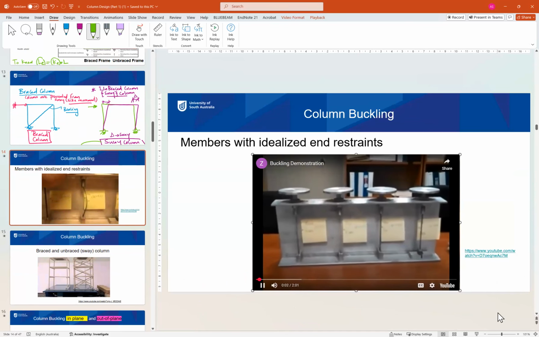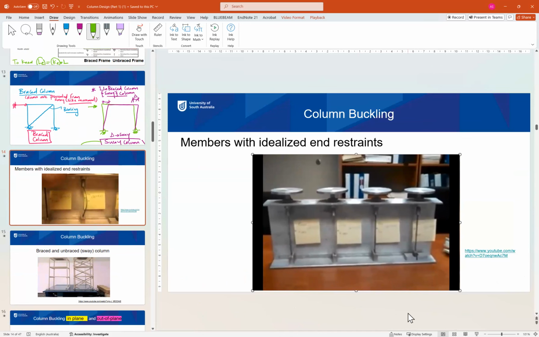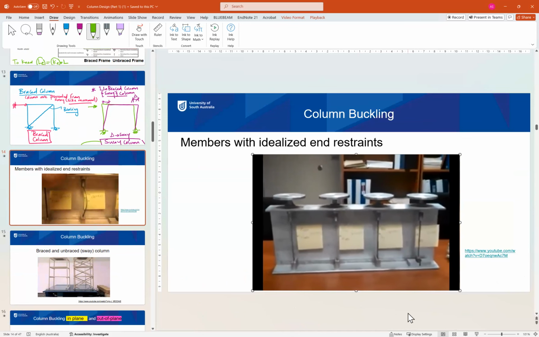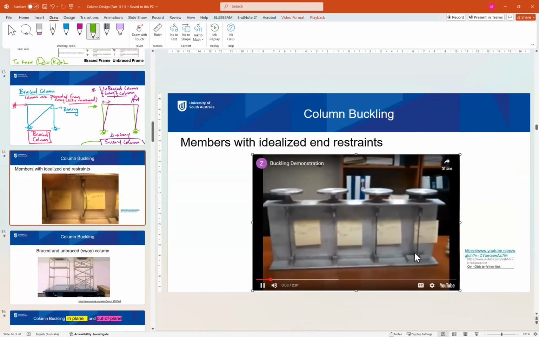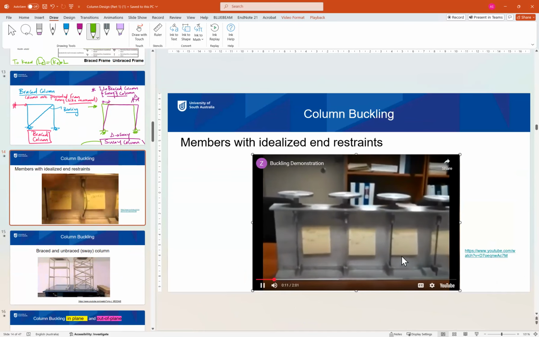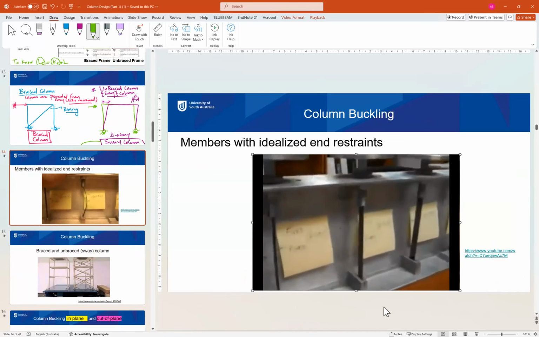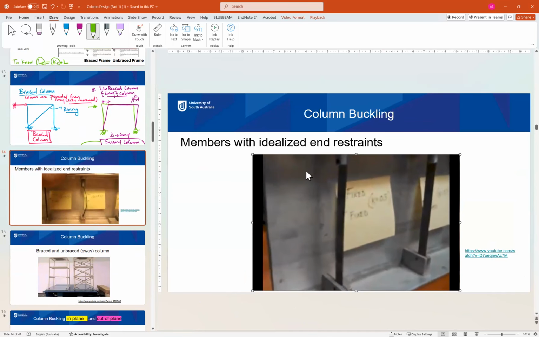Here is a teaching tool to demonstrate the different buckled shapes for your different end conditions that you can have at the top and bottom to support your column. So there's 4 different setups, and each setup has a thin piece of metal.